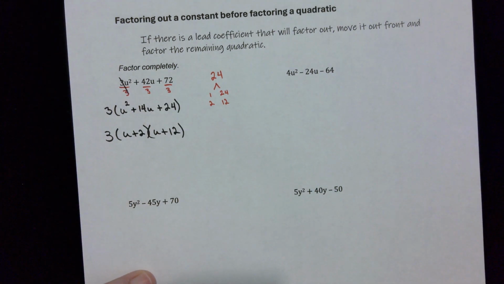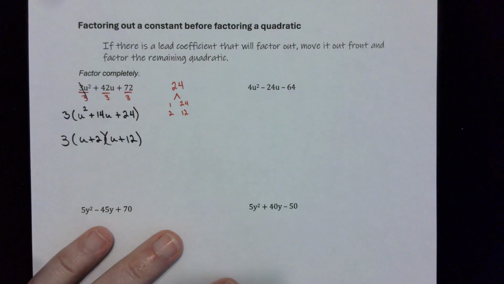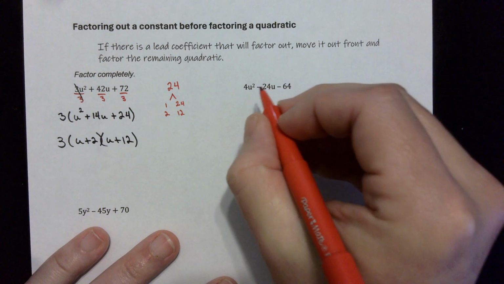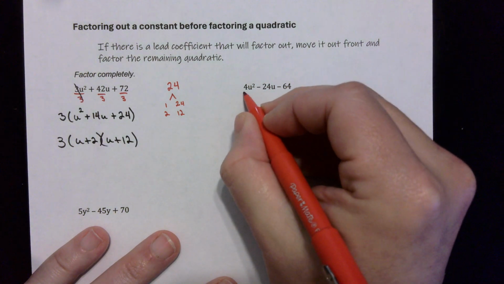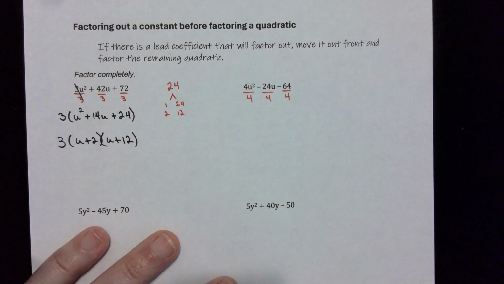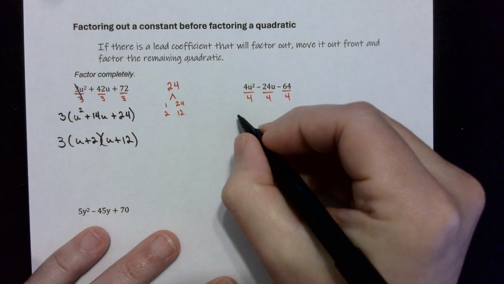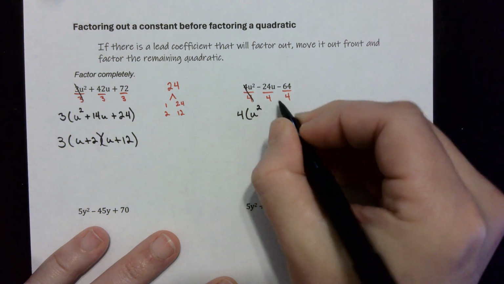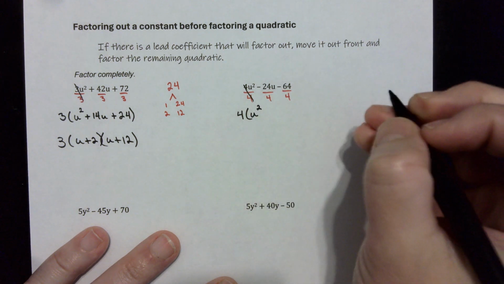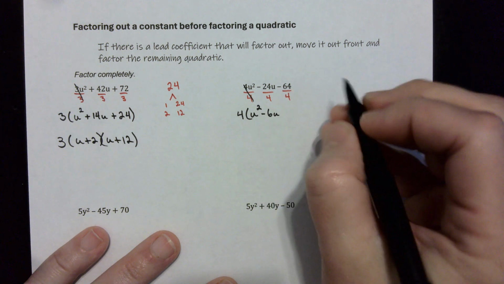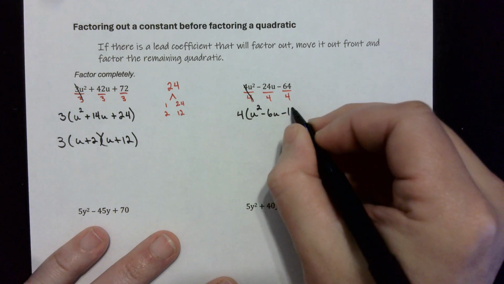Okay, let's take a look at this one. So we've got 4u squared minus 24u minus 64. So we're going to try to factor out that 4. So I'm dividing each term. I'll put the 4 out front. Okay. So the first one, the 4's cancel. We're left with u squared. Let's see. Negative 24 divided by 4 is negative 6. And then we'll put the u there. And then negative 64 divided by 4 is negative 16.